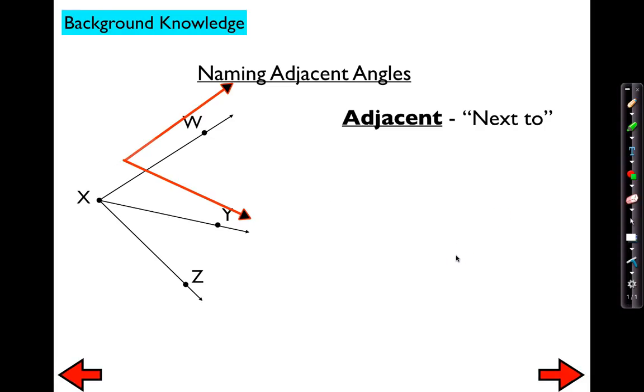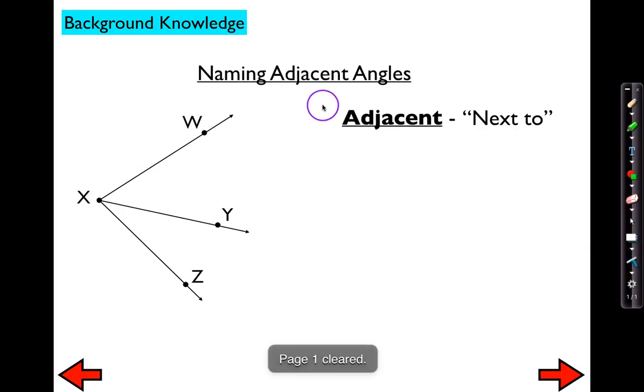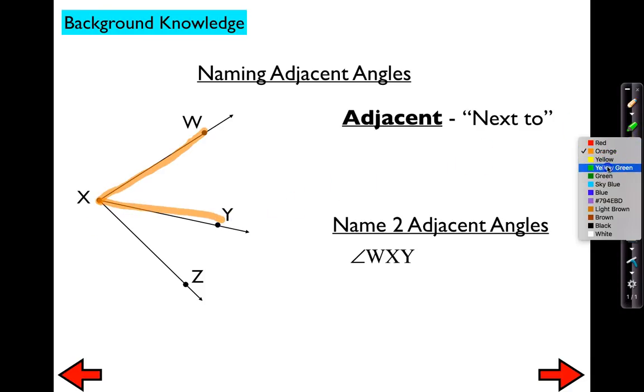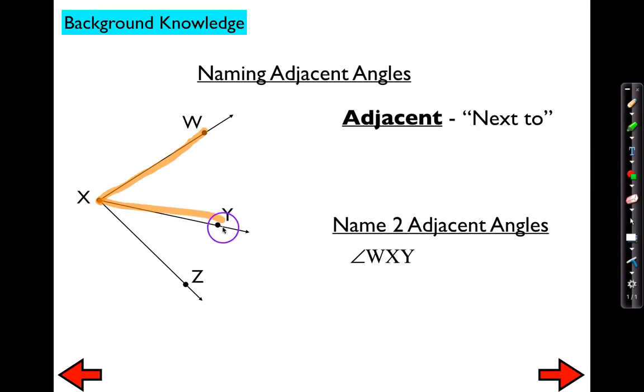Okay, so naming adjacent angles. Adjacent means next to. So adjacent angles are angles that are right next to one another. Here we can name two adjacent angles. If we look at WXY, the angle that's right next to it is YXZ. Now, could I have also said ZXY? Absolutely, they mean the same thing. So YXZ or ZXY, same thing.